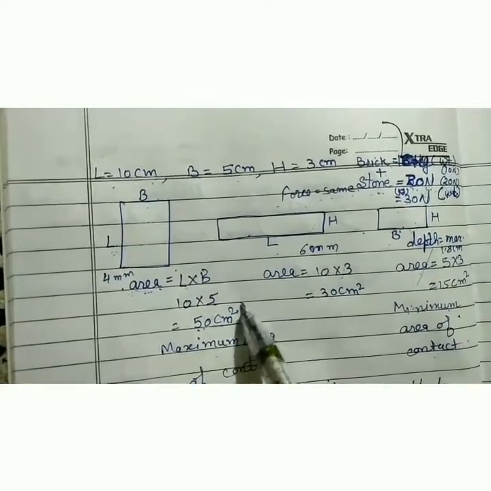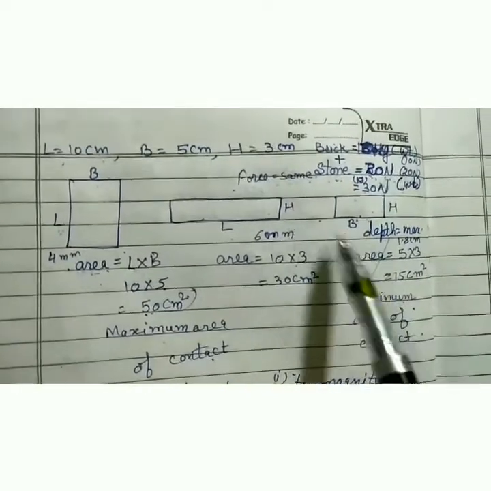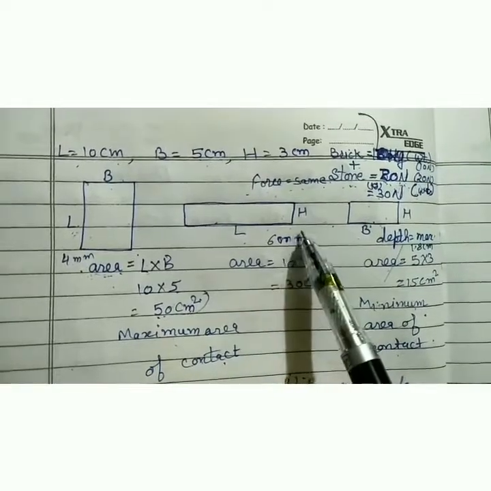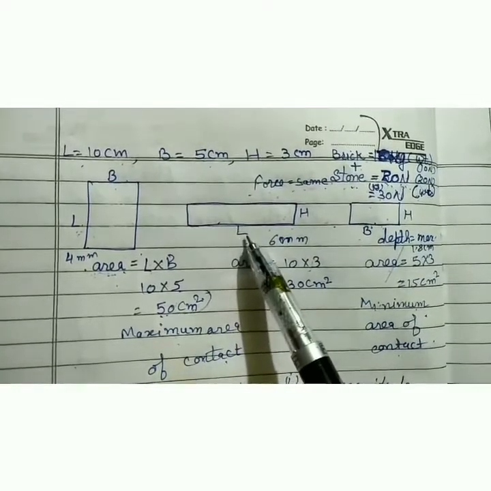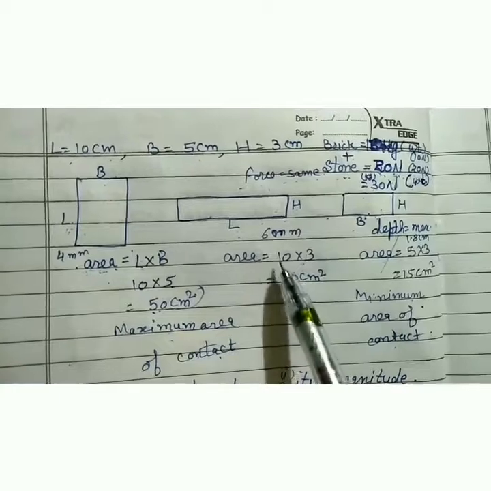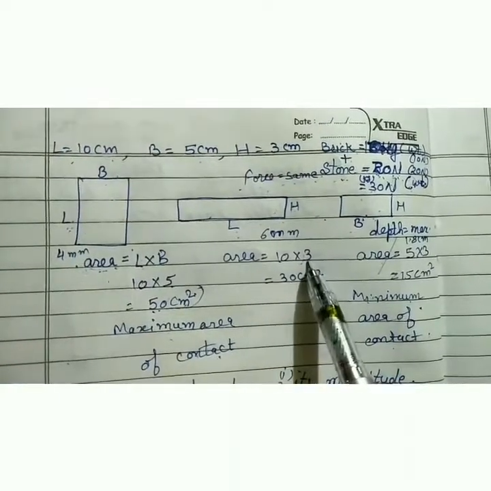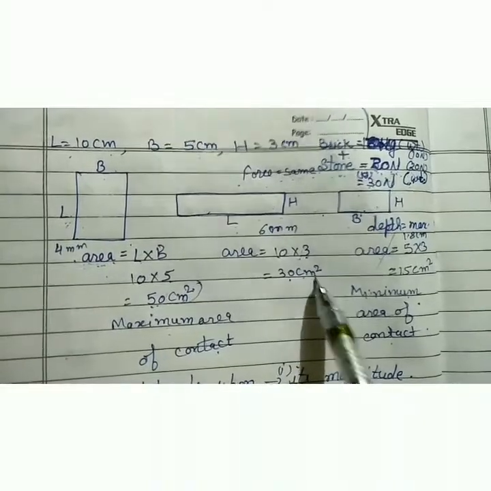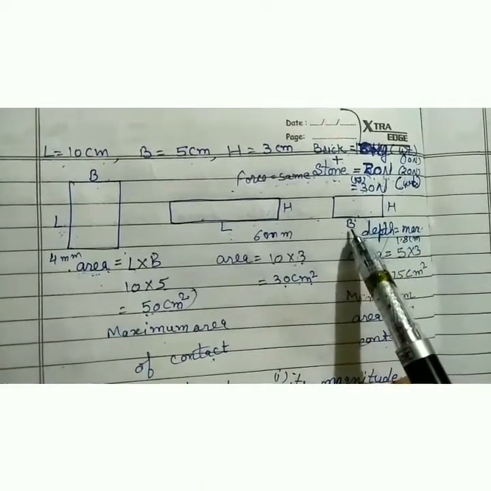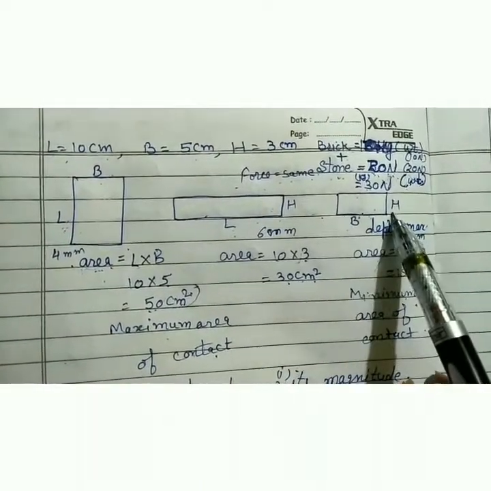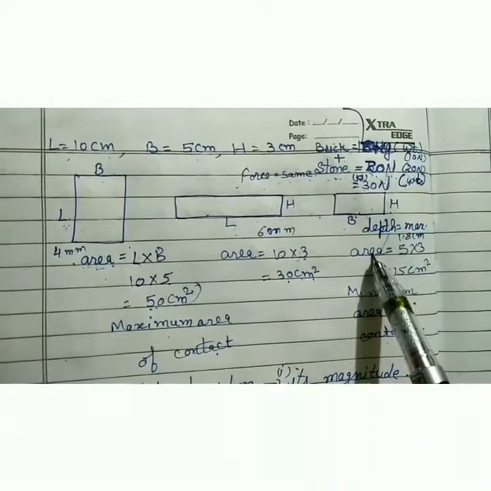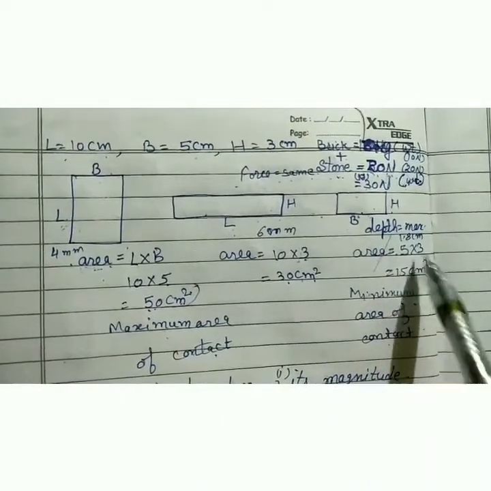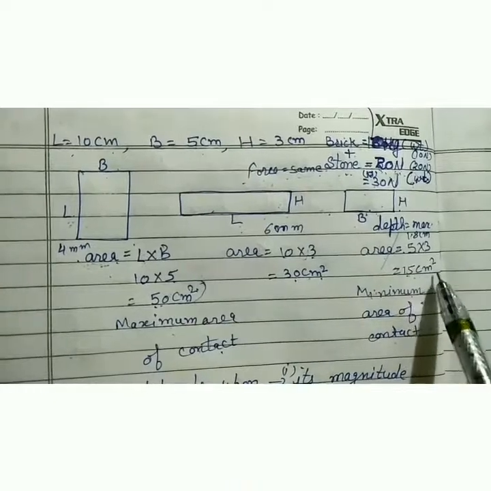Centimeter square is the unit of the area. Similarly, if we will find the area in the second situation, it is the multiplication of length into height. So length is 10 centimeter and height is 3 centimeter, so area comes out to be 30 centimeter square. And in the third situation, when breadth and height are in contact, then area comes out to be 5 multiplied by 3, which is equal to 15 centimeter square.